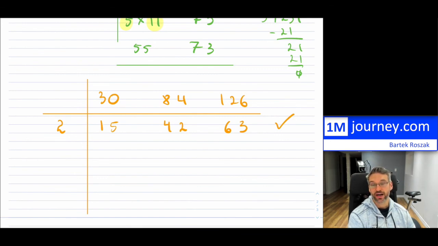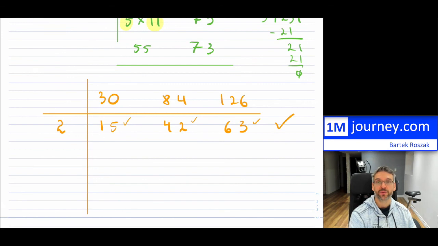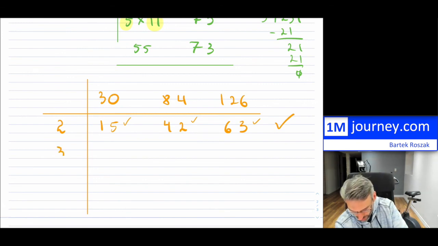Now, okay, I noticed there's 15. Well, 15 is really 3 times 5. So now let's check if 3 goes into all of them. Well, it goes into the 15. 3 goes into the 42 because 4 plus 2 is 6. And then it goes into the 63. Again, if you forget, 6 plus 3 is 9. So 3 will work. So this is going to reduce this to 5.